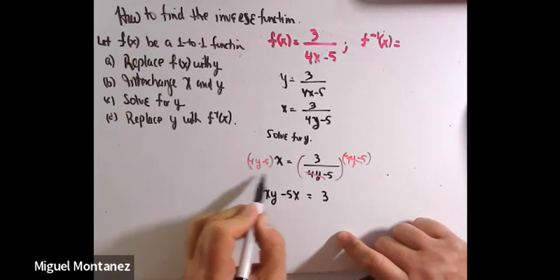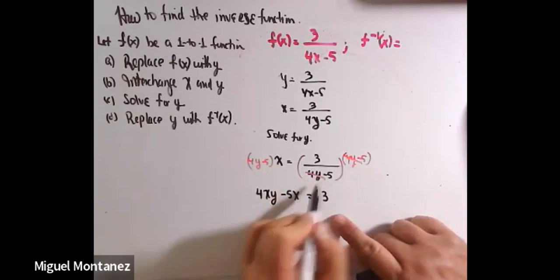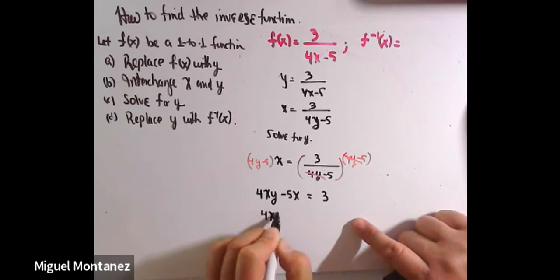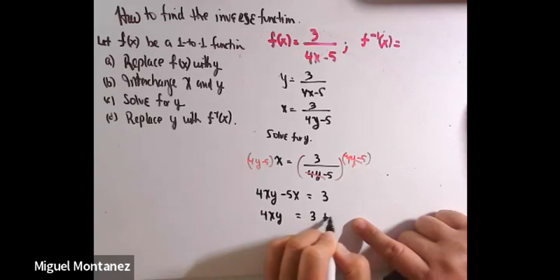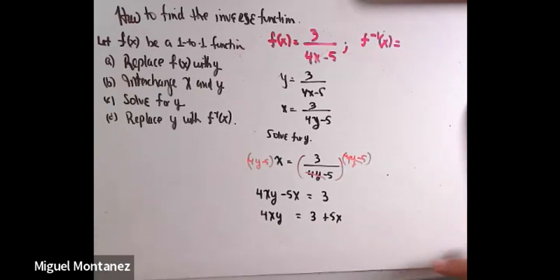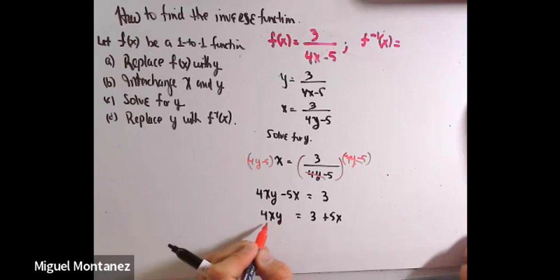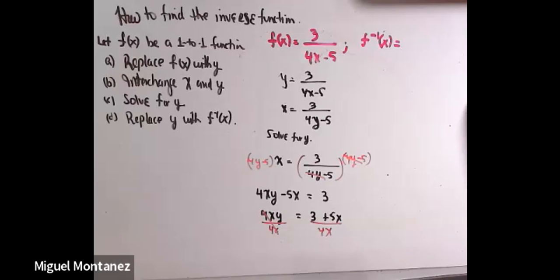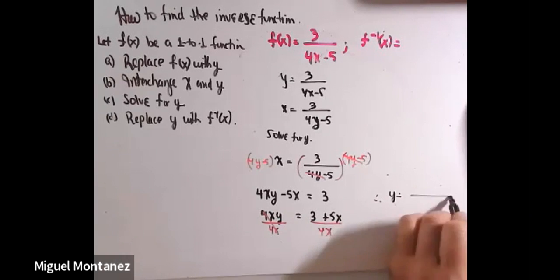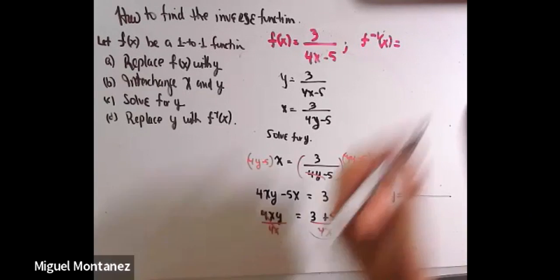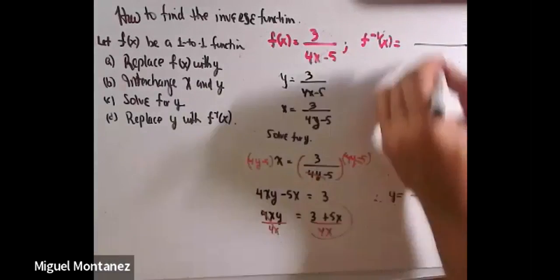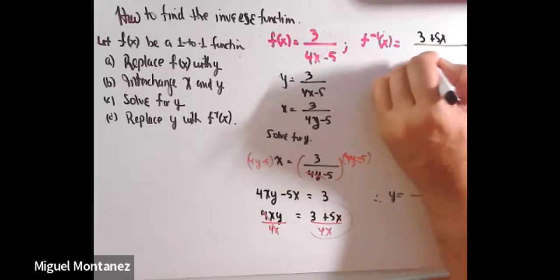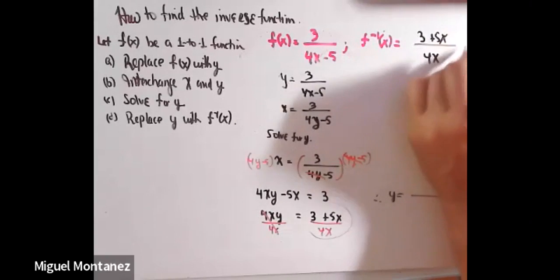So 4y times x, that is 4xy, minus 5x equals 3. We may add 5x, 3 plus 5x, or 5x plus 3, doesn't matter. And since we need to solve for y, we just simply divide by 4x. Therefore, y equals this guy. So the inverse function is 3 plus 5x over 4x. And we are done.